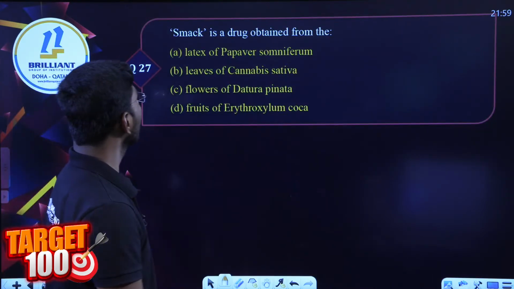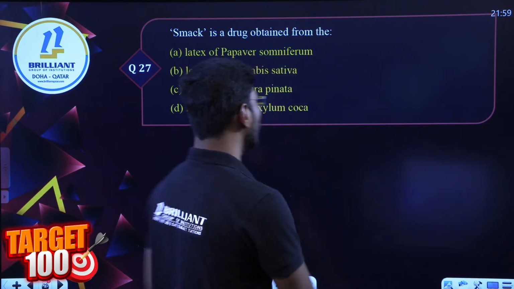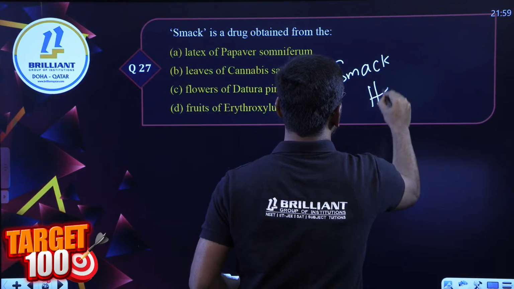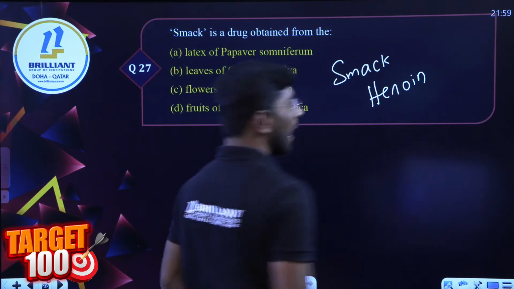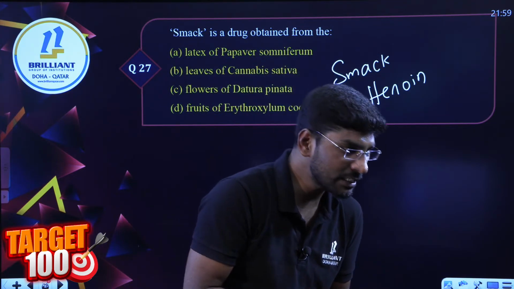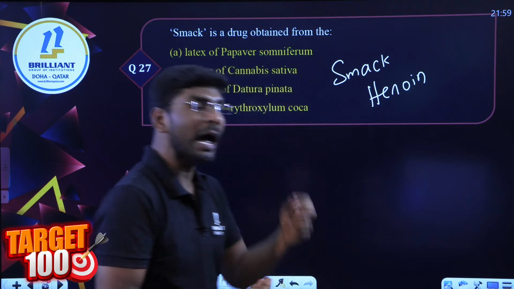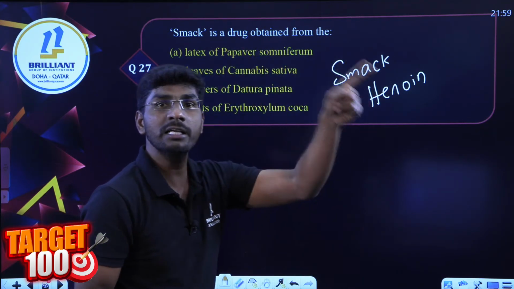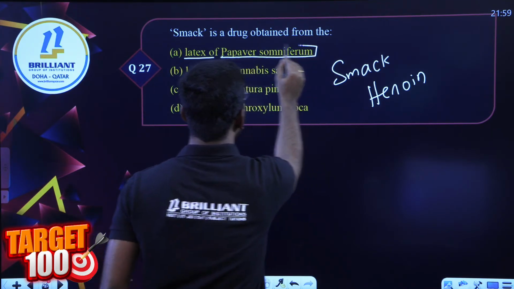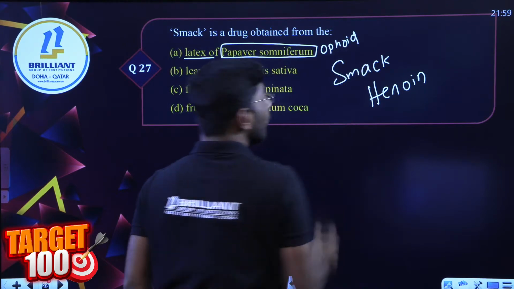Next question. Smack is a drug obtained from what? Smack is nothing but heroin, right? Any one of you pick up the right answer? Angeline, what is the answer of this one? Absolutely correct. Smack is heroin from the latex of Papaver somniferum. It is an opioid. They are opioid drugs.